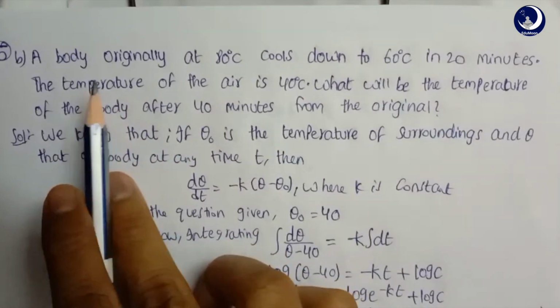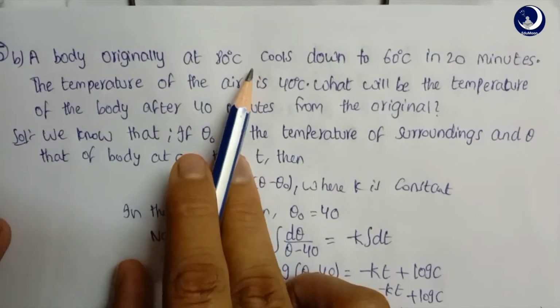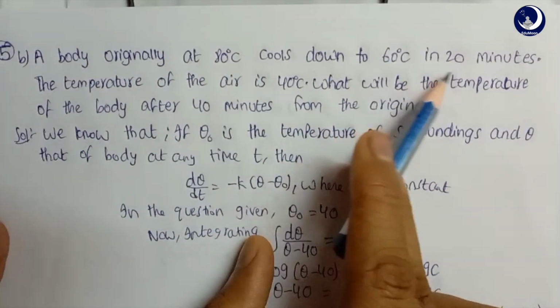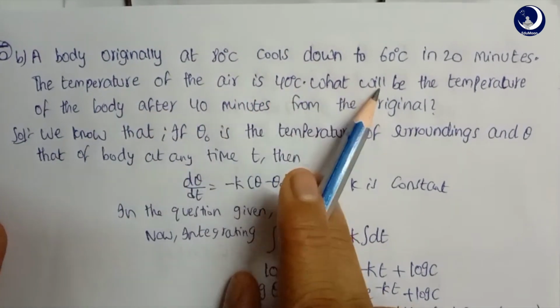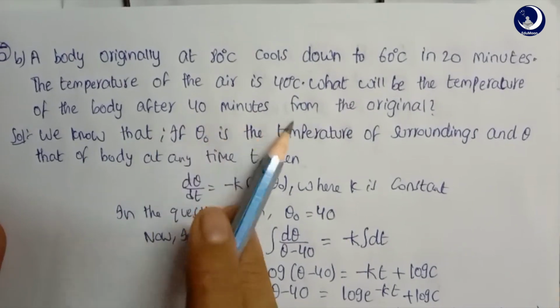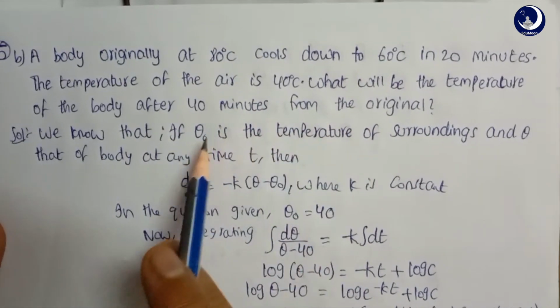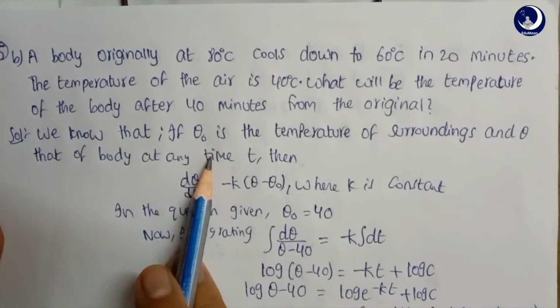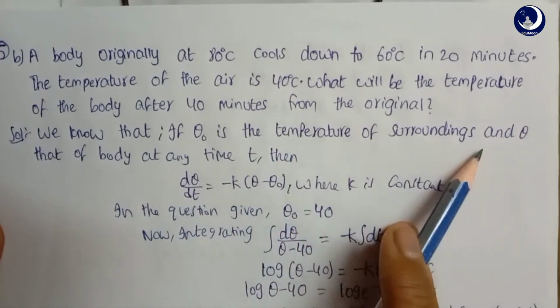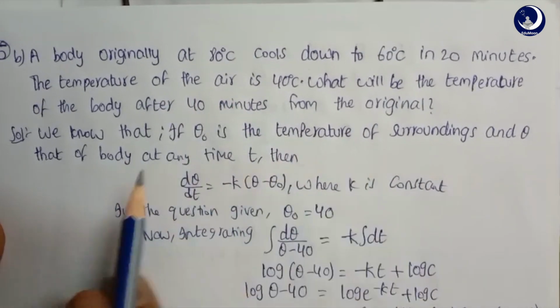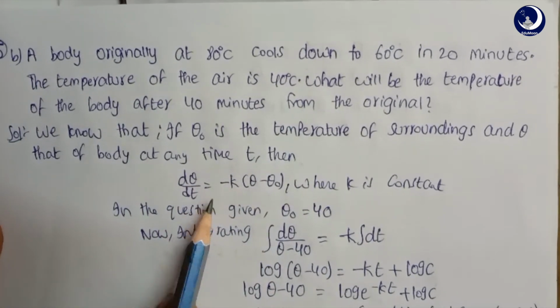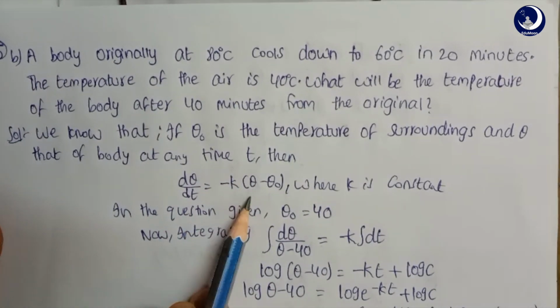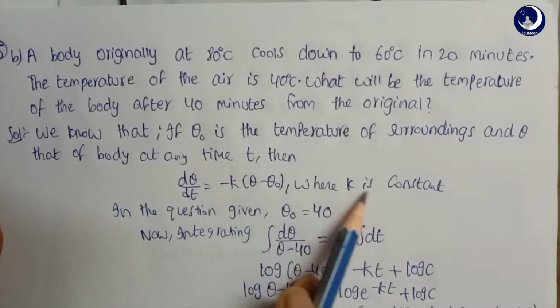Coming to 5b, a body originally at 80 degrees cools down to 60 degrees in 20 minutes. The temperature of the air is 40 degrees. What will be the temperature of the body after 40 minutes from the original? We know the general form: if theta naught is the temperature of the surroundings, which is air, and theta is that of the body at any time t, then d theta by dt equal to minus k into theta minus theta naught, where k is a constant.